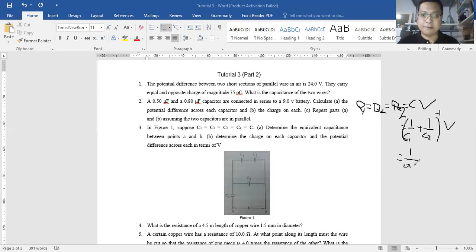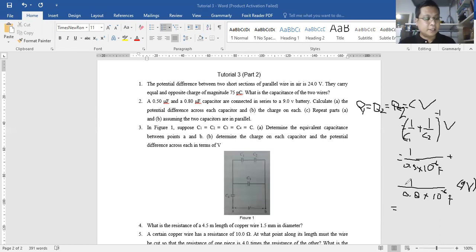The 0.5 in the unit of microfarad times, maybe I write here, 0.8, times 10 to the power of negative 6 farad. Now times 9 volts. So you can finish it with your calculator by yourself.